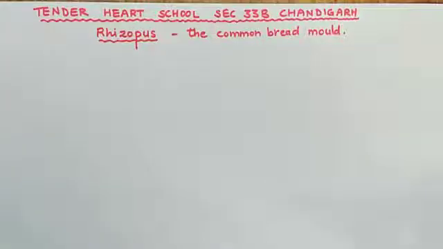Good morning, students. Today we are going to learn the structure of Rhizopus. Rhizopus is the common bread mold, a kind of fungus that grows on the bread. So let us start with its structure.